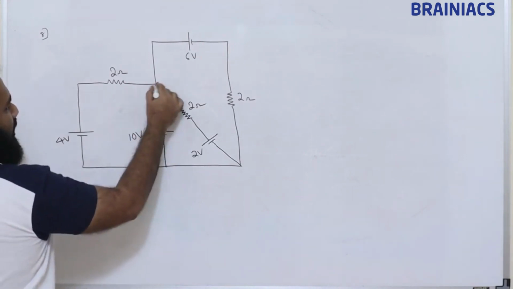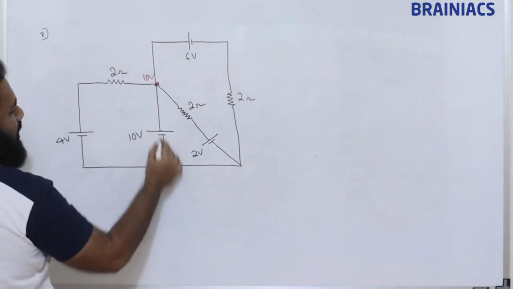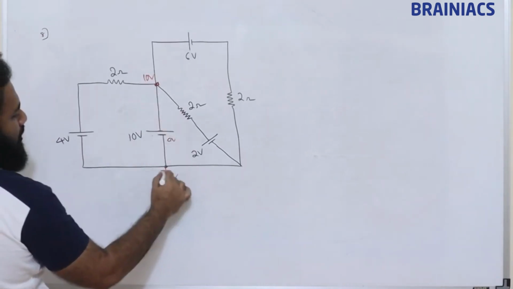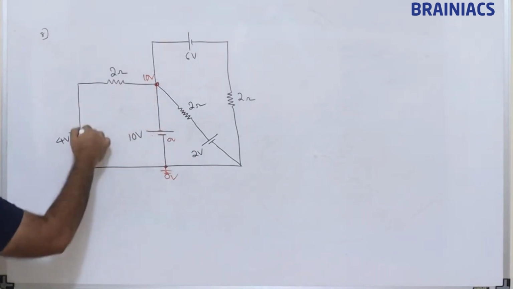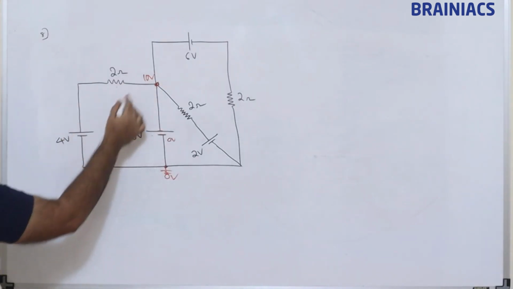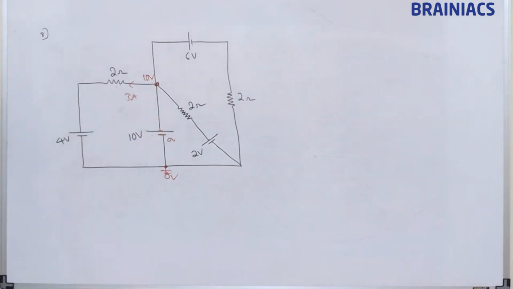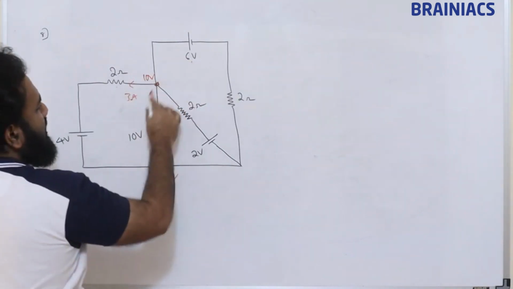This is 10 volt. We can consider this as 10 volt. This is 0 volt. This is also 0 volt. Now 10 minus 4, 6. 6 by 2, 3 ampere. 10 is greater than 4 volt, so 3 ampere will be leaving.